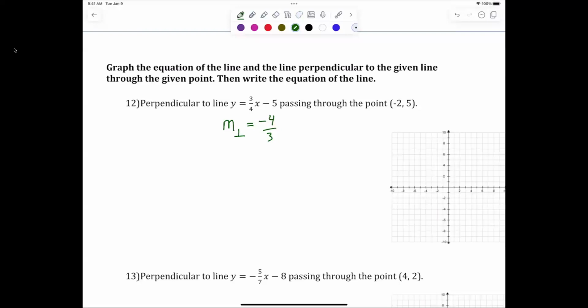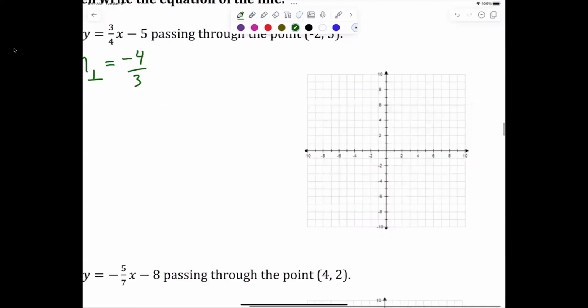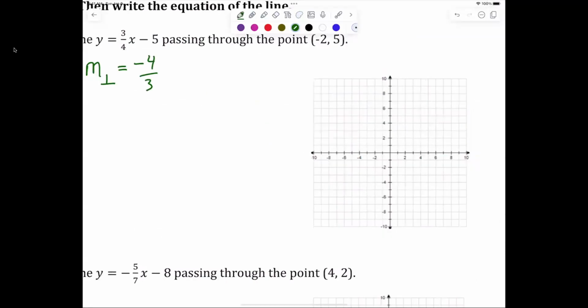All right, now just to show you that, we're going to graph 3/4 x minus 5 over here. So again, we're going to go down 5, plot a point. From there, we go up 3 and over 4. 1, 2, 3, 1, 2, 3, 4. So I went up 3 over 4. And there's that line right there. Now I'm going to graph the point -2, 5. So I'm going to graph -2, up 5 right here.